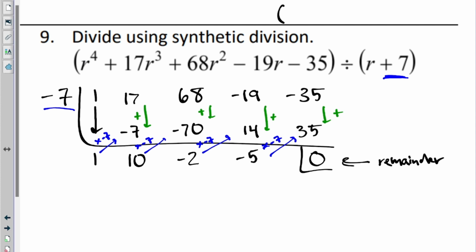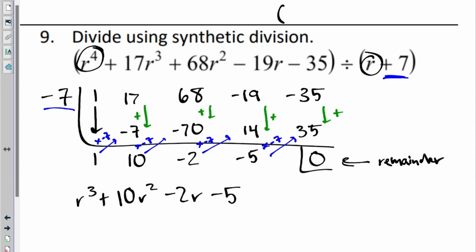First, you look at what were you dividing in the first place? Well, I was dividing r to the 4th, and I divided out an r. That means the biggest thing is going to be r cubed, and that's going to be here. So we're going to have 1 r cubed plus, and we use these numbers to tell our coefficients, 10, and we work our way down the line, r squared, minus 2r minus 5. And then you know you're in the right place because you run out of remainder. And so we're done. That's it.